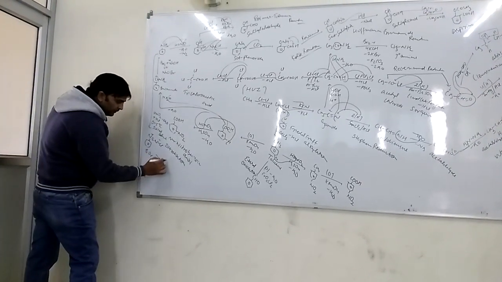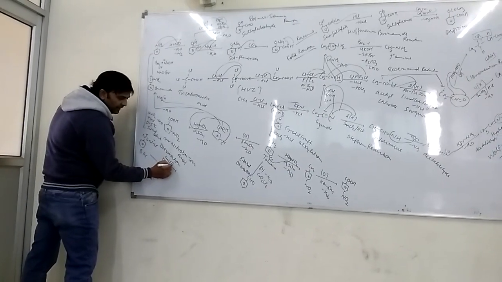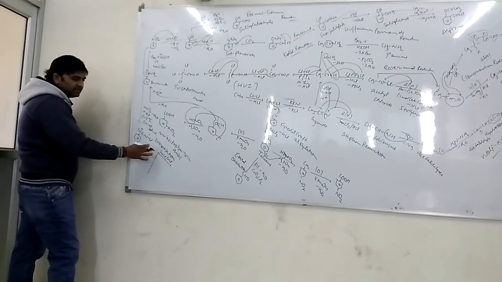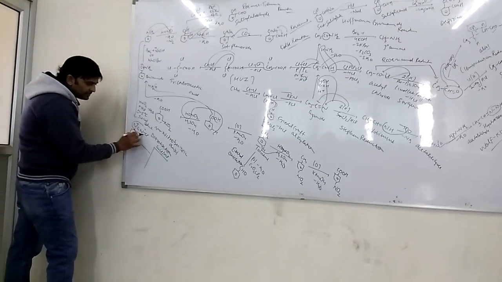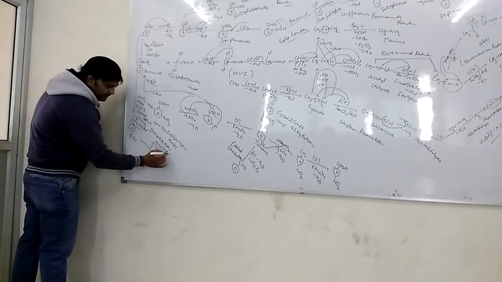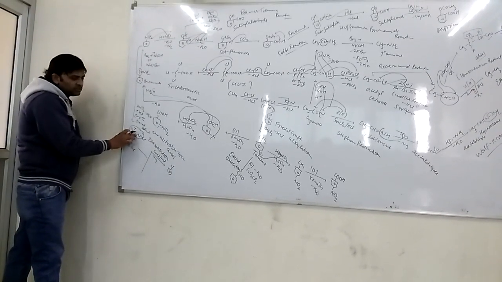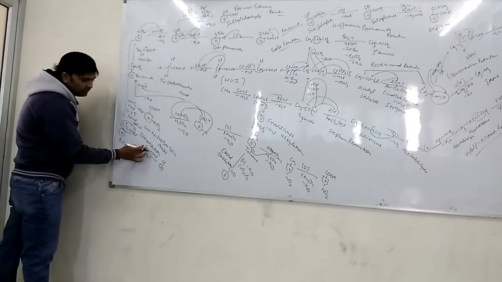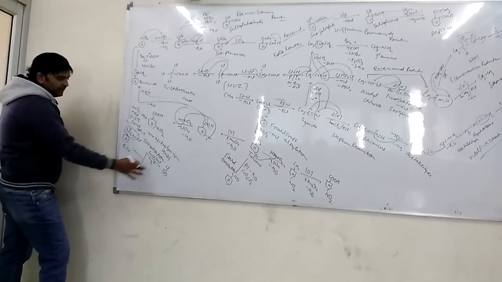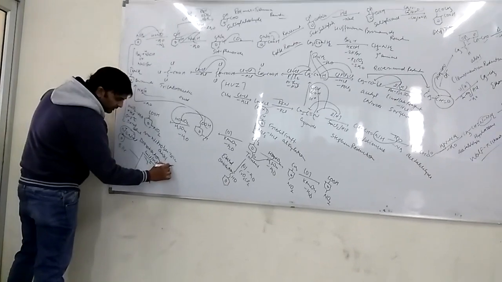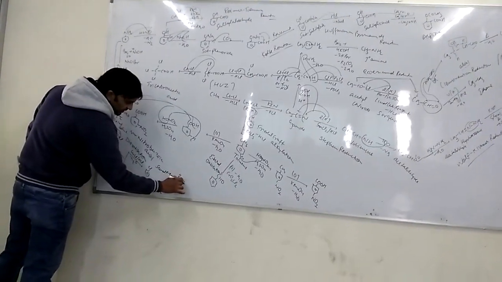Let's see. Suppose it is treated with cuprous chloride and hydrochloric acid. This is cuprous chloride, this is hydrochloric acid. It releases nitrogen in this way, and it forms chlorobenzene. This BDC is heated in the presence of cuprous chloride and hydrochloric acid. It releases nitrogen and forms chlorobenzene. This reaction is called the Sandmeyer reaction.